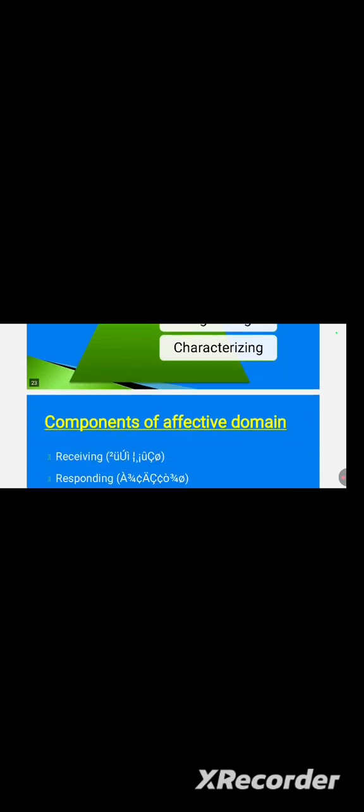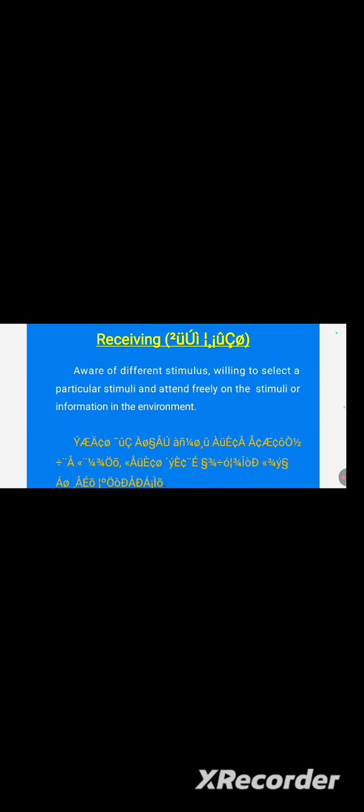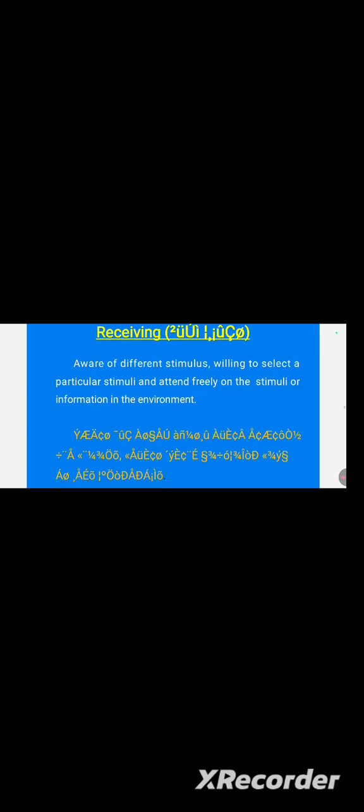In this domain also, we have 5 different components, that is receiving, responding, valuing, organizing, and characterizing. So let's see one by one in detail. Receiving means the student should be ready to receive whatever the teacher is conveying. First, we have to receive. The students should receive all the information which has been presented in their environment, and then responding.